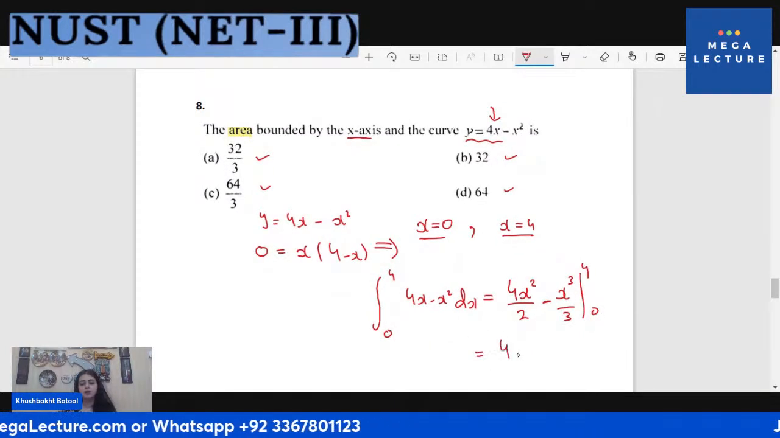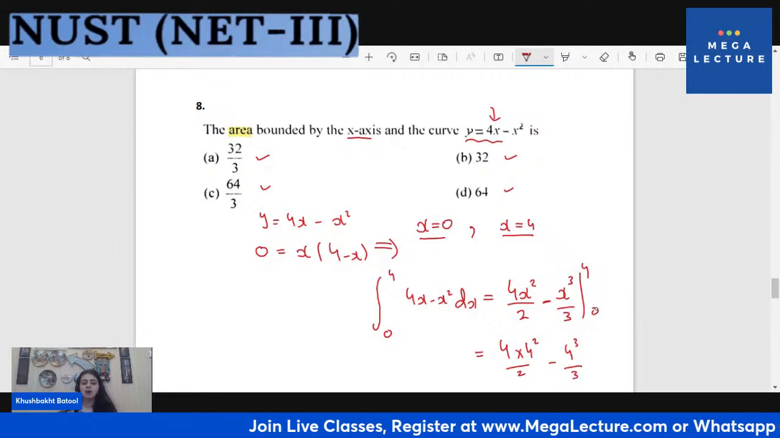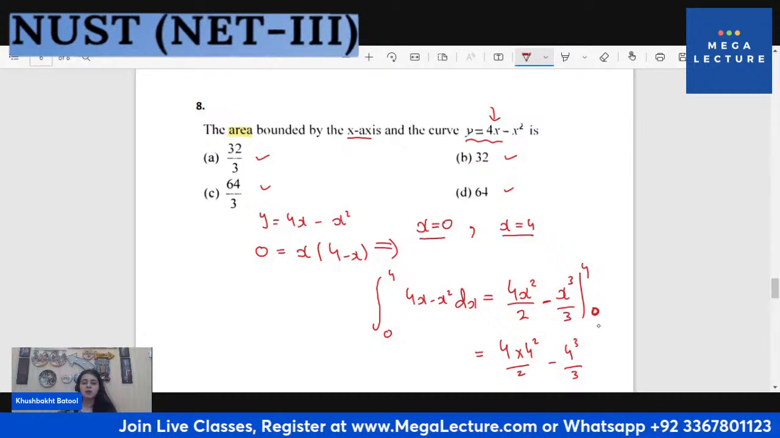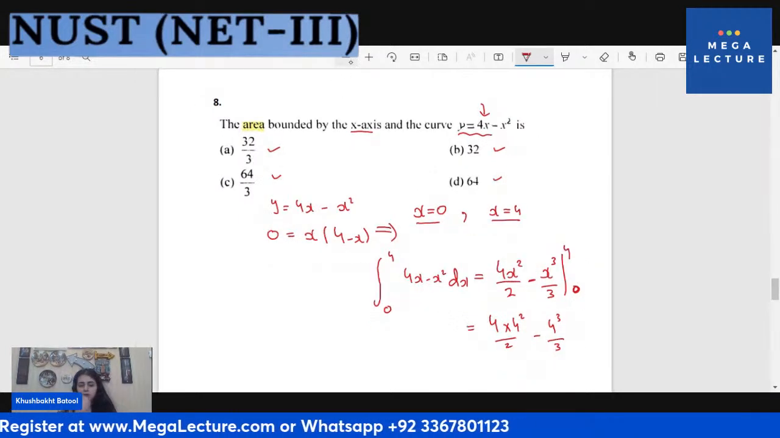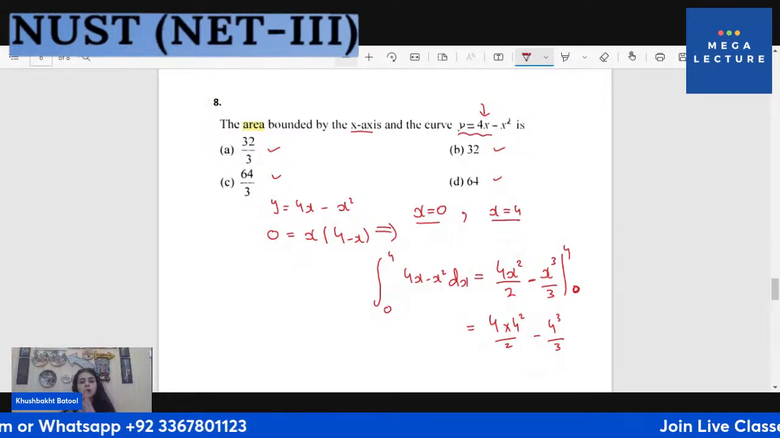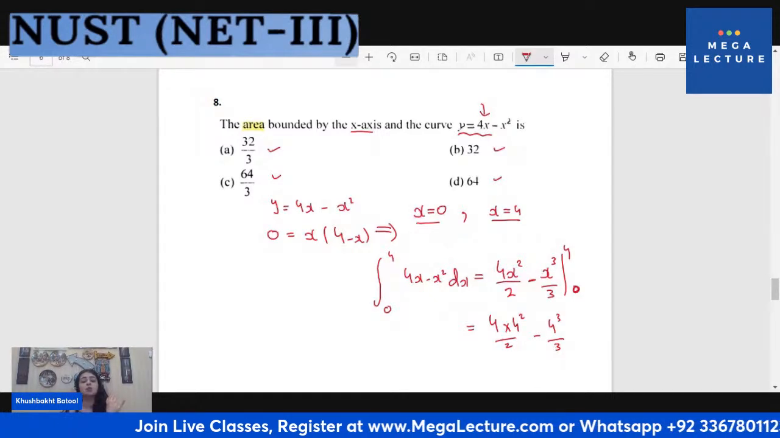It would give me 4 multiplied by 4 squared by 2 minus 4 cubed by 3, and this part is not to be considered because when I plug in 0 for x, it would give me 0. Now, please listen to me and pay attention at this point. You would be solving this question without calculator. So please be careful. Do not try cancelling out things. At times, cancelling out would help, but at times, cancelling out would make things more complicated.